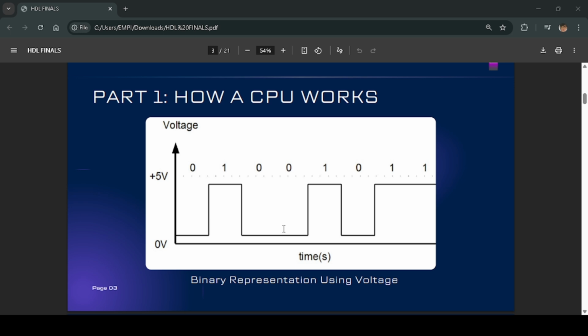Every complex operation you see on your screen, from rendering a video to calculating a spreadsheet, is at the physical layer the orchestrated manipulation of billions of these tiny voltage switches every second.